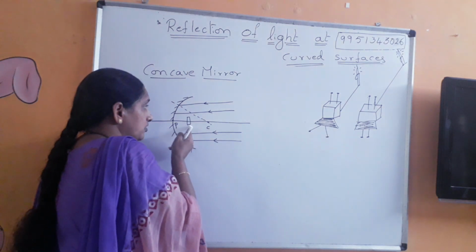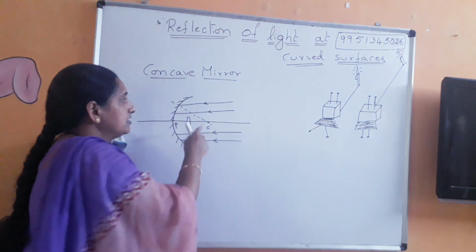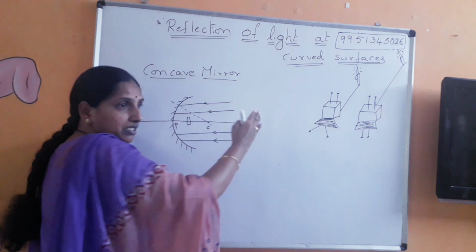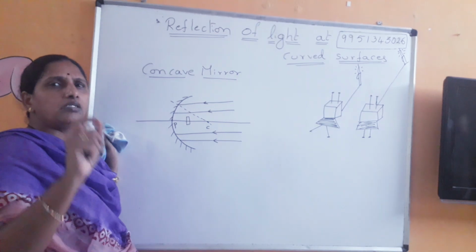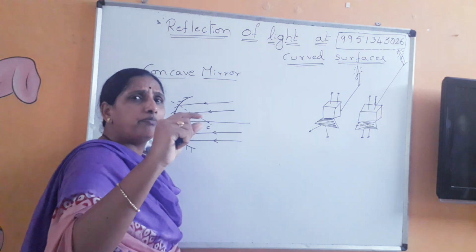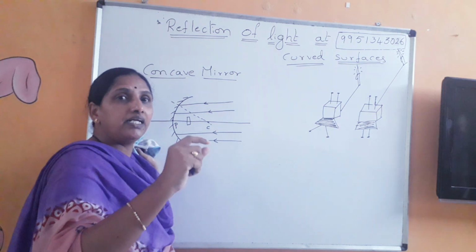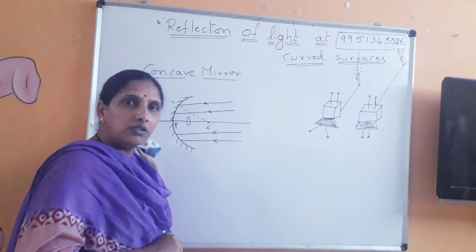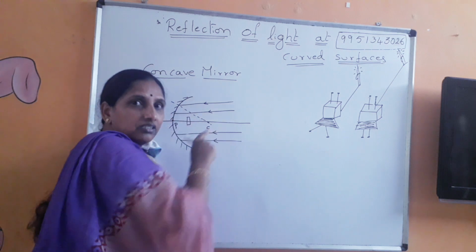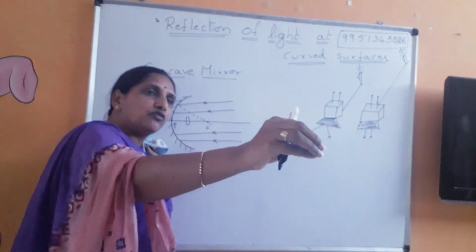Now the paper you have taken, you keep it somewhere here between the P and C, and as you move the paper away from the mirror, at a particular point, there will be a very bright, clear spot appearing on the white paper. That means all these rays after reflection will pass through that point. Therefore, all the rays are just getting focused at that point.